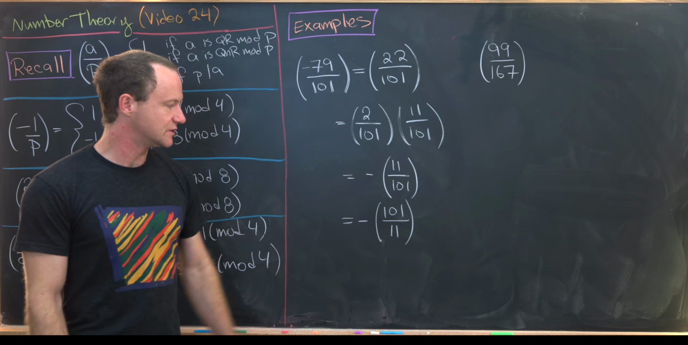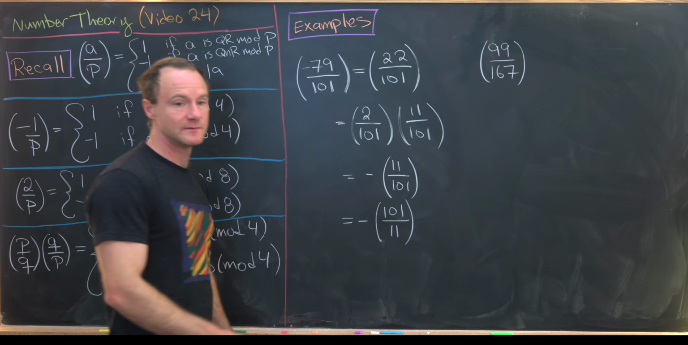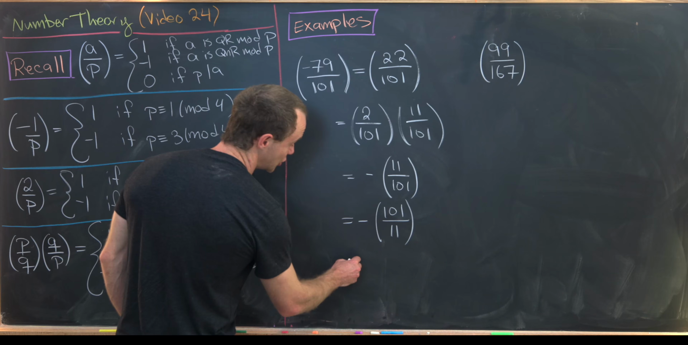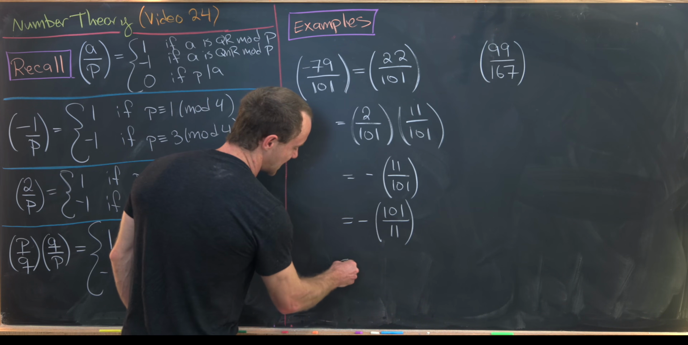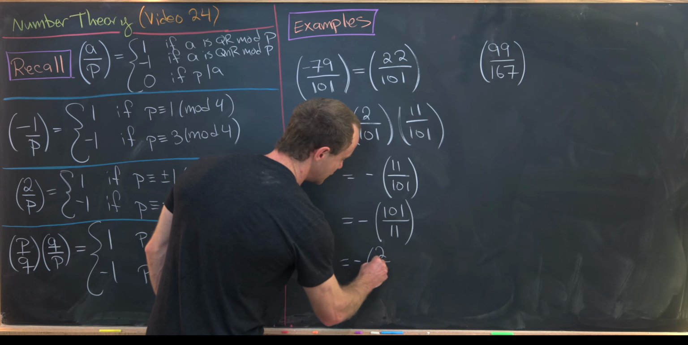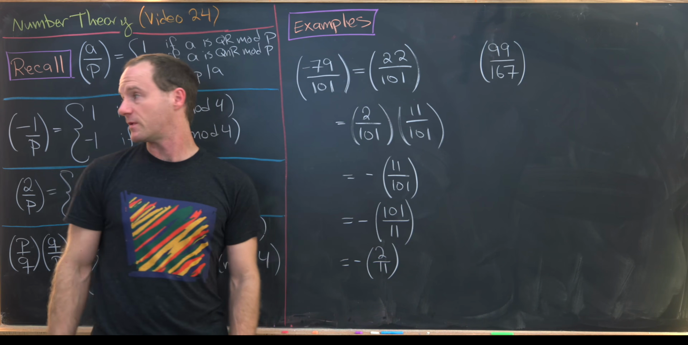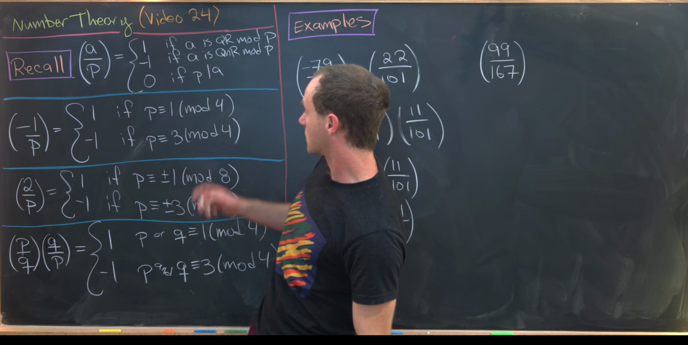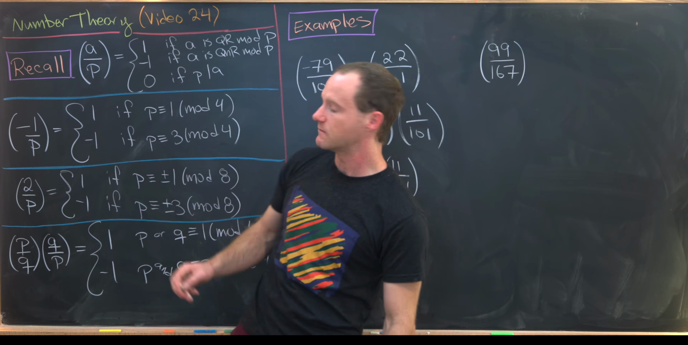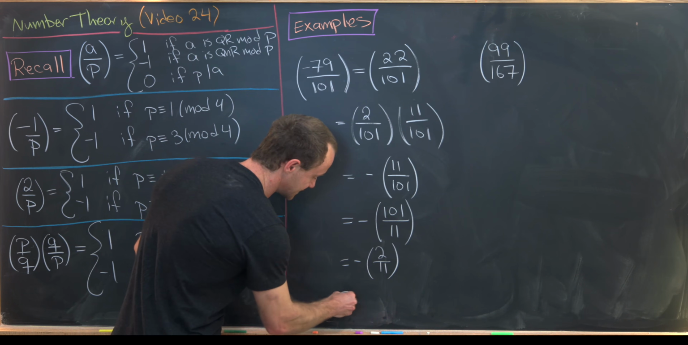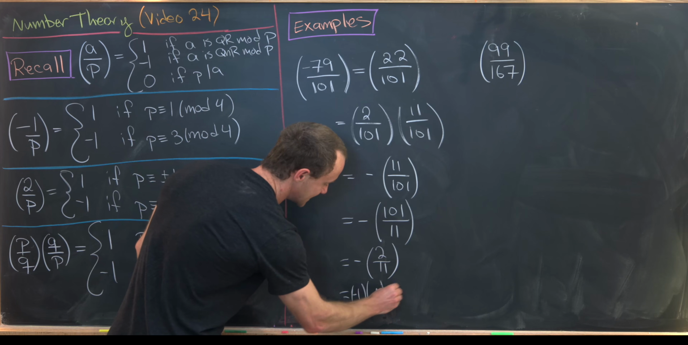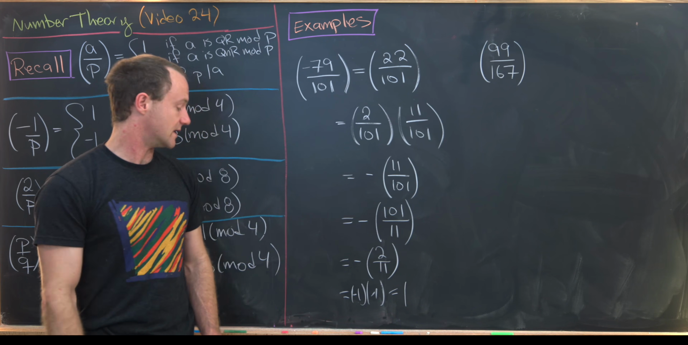Okay, but now let's reduce this 101 mod 11. That's going to give us 2 mod 11, so that'll give us 2 in the top. So we have minus 2 by 11. But then by our rule over here, 11 is 3 mod 4, so that's going to be minus 1. So we have minus 1 times minus 1, giving us 1 in the end.